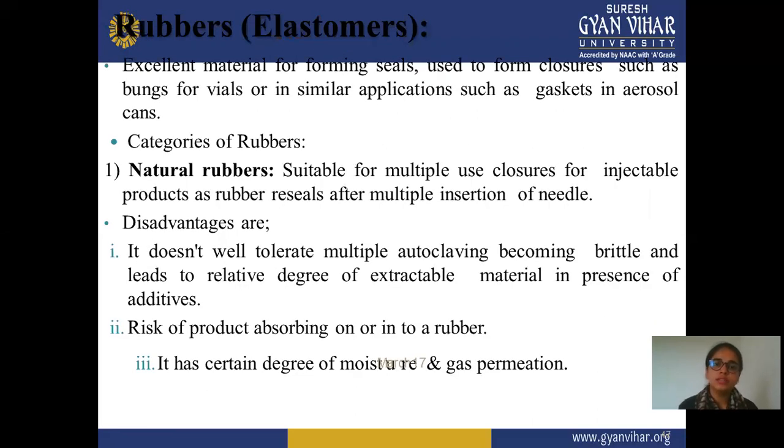Next is rubber. We can also say that rubbers are elastomers. They are excellent materials for forming a seal, used to form closures such as valves for vials or in similar applications such as gaskets in cans. Next are the categories of rubber. The first is natural rubber. Natural rubber is suitable for multiple-use closures for injectable products, as the rubber reseals after multiple insertions of a needle.